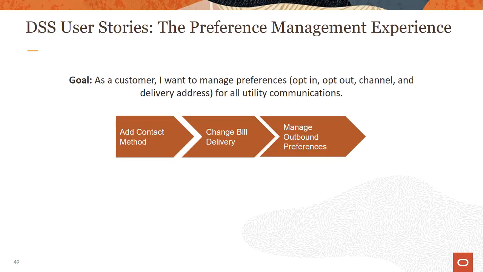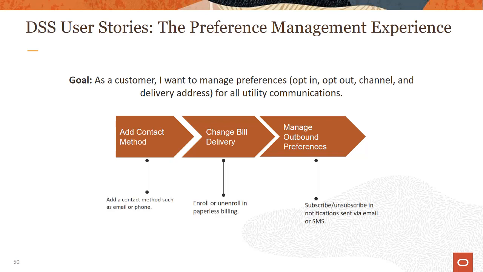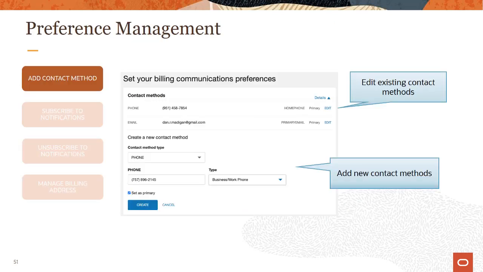Customers want to be in control of what information they get from the utility and on what channel. DSST makes this easy with the ability to manage account preferences online. Customers use this area of the portal to add contact methods, such as mobile numbers or email addresses. They can also change their bill delivery method to paperless billing.